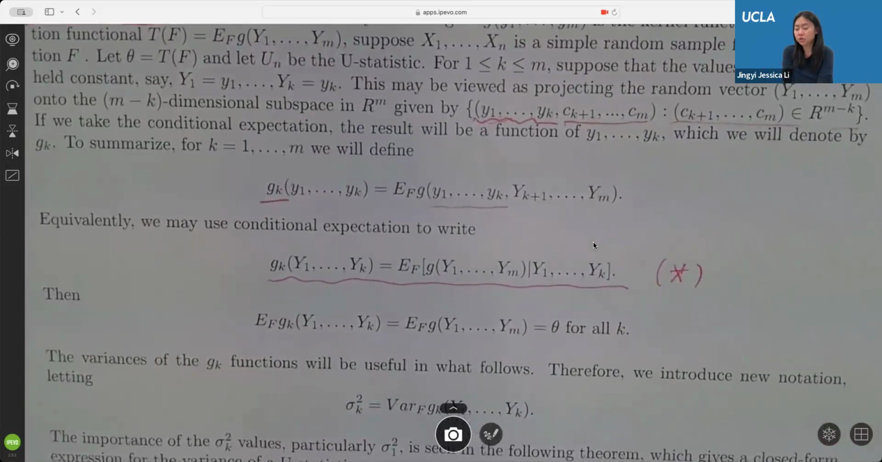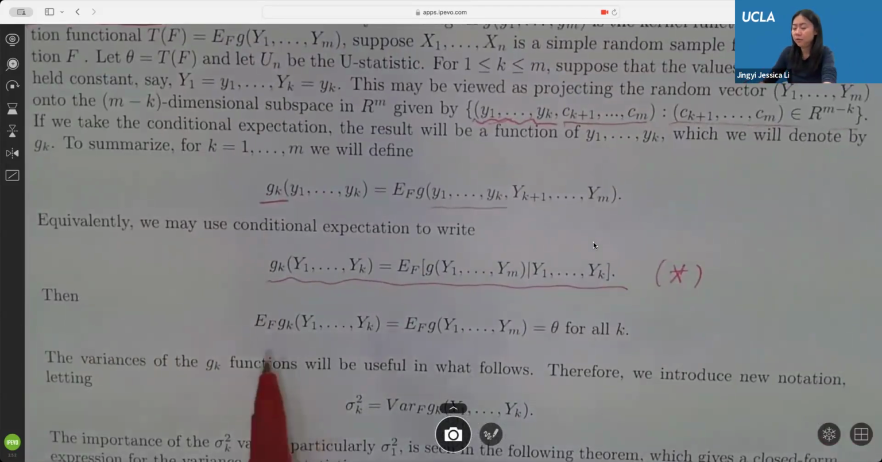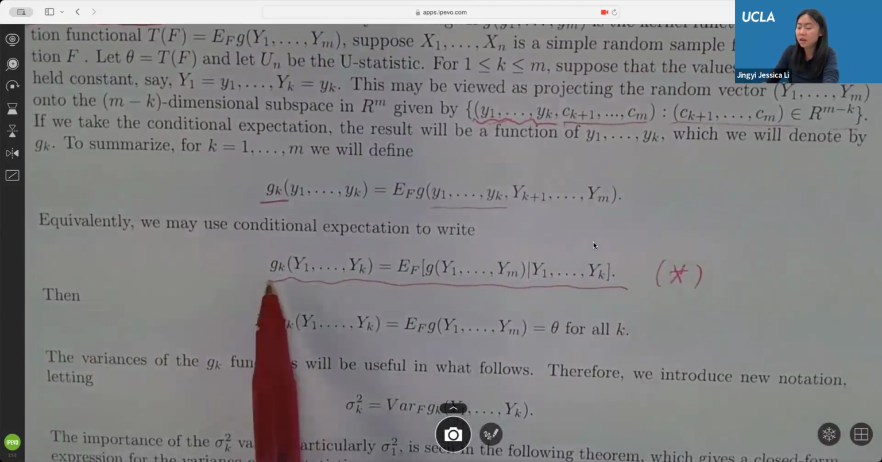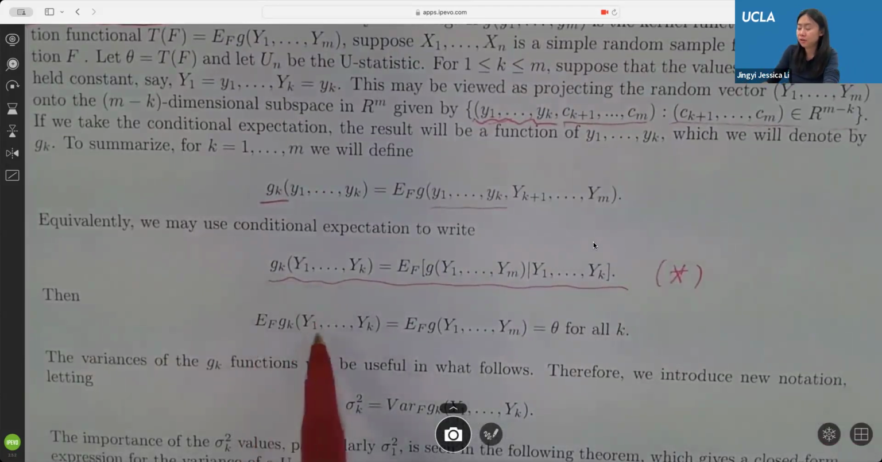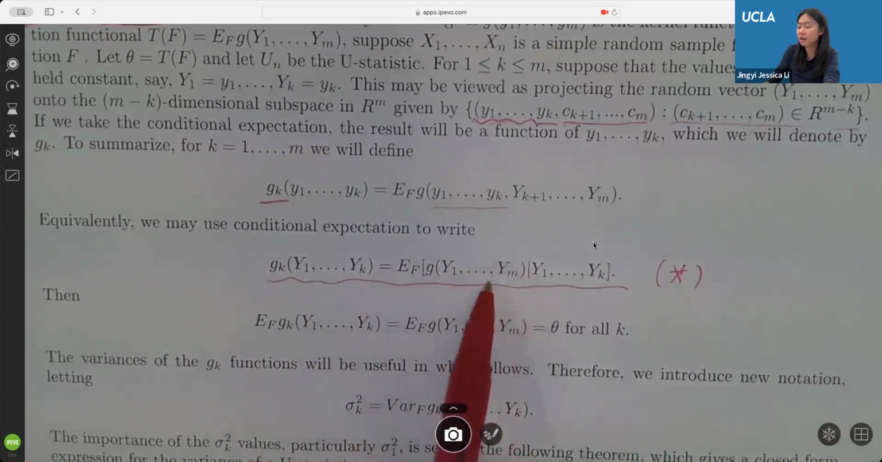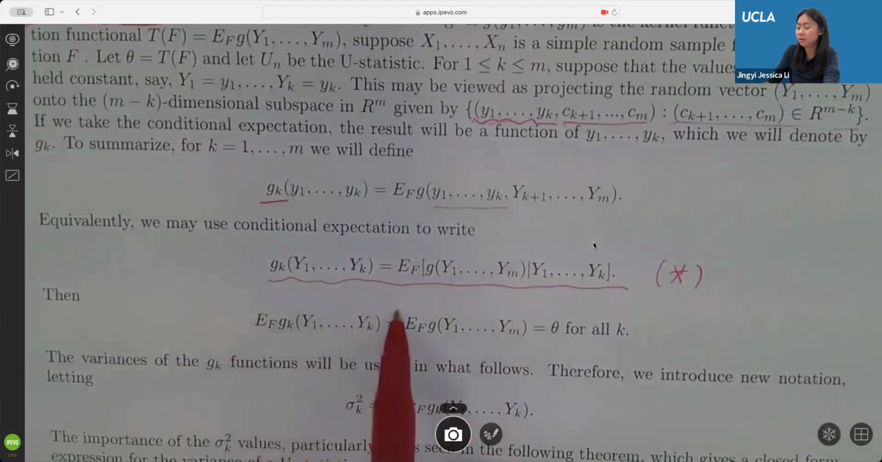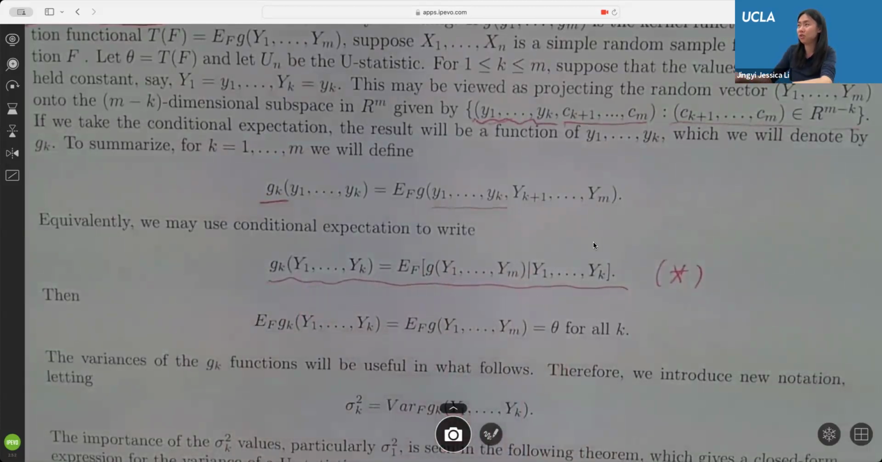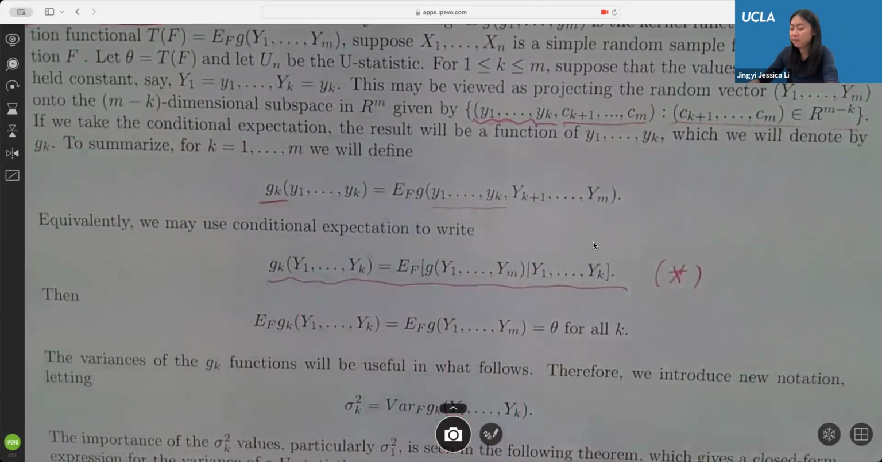But this two-step thing can get back to your original parameter theta. That is, if you take expectation again for GK on the first k dimensions, then because of the tower rule, we have the double expectation. This one is first expectation for the latter n minus k dimensions. Then we take expectation for the first k dimensions. Together, the two-layer expectation will get me back to the parameter, the original expectation. So this is nice because I can get back to the theta.